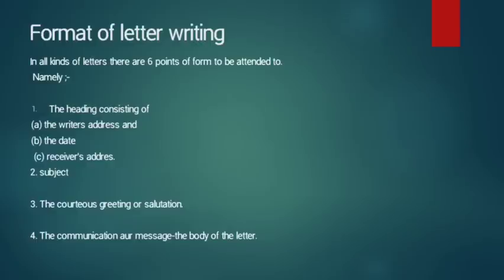We start by writing the writer's address, date, then a blank line, then the receiver's name and designation, followed by the address, then a blank line, and then write your subject and the date. Write your salutation, followed by a comma. Subscription is the way you end your letter. Then comes the signature, followed by name and designation. Now you can see that here all are left aligned.